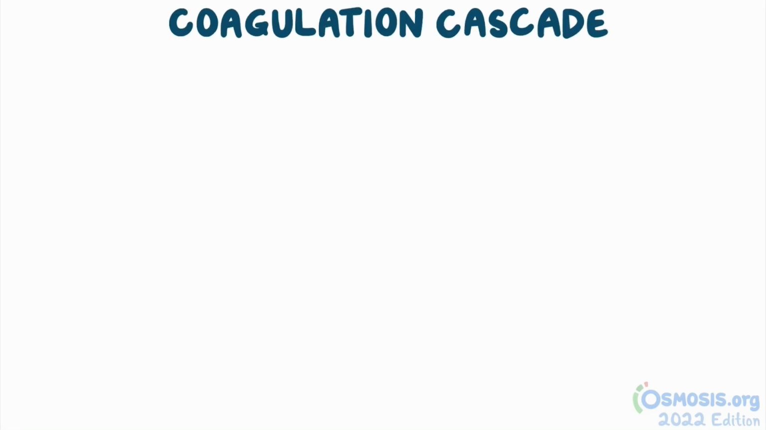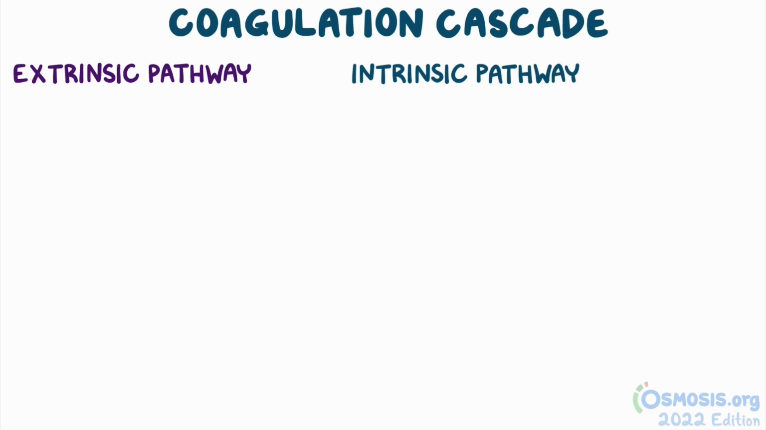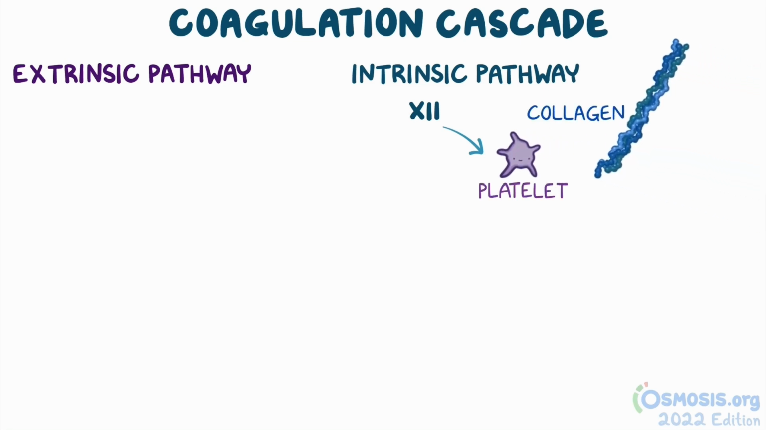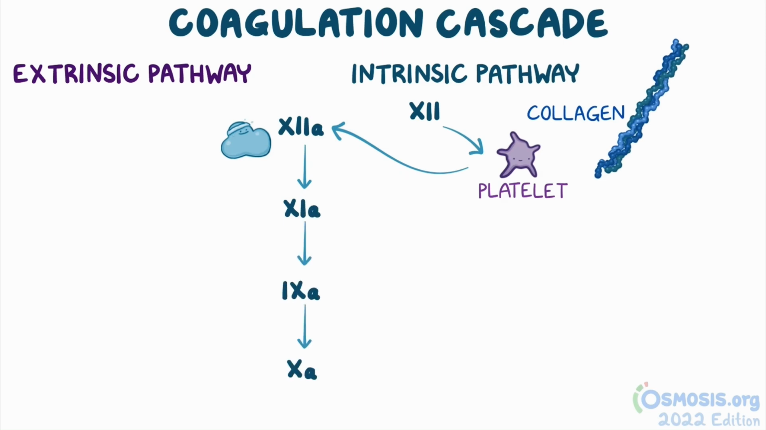Now, before we discuss heparin in detail, we need to talk about the coagulation cascade, which is where heparin exerts its effect. The coagulation cascade starts via two pathways, the extrinsic and intrinsic pathways. The intrinsic pathway starts when circulating factor 12 comes into contact with the surface of activated platelets, or collagen. Activated factor 12 then activates factor 11, which activates factor 9, which activates factor 10.